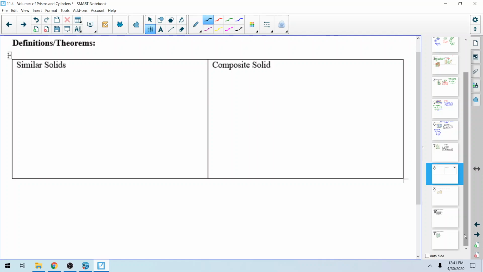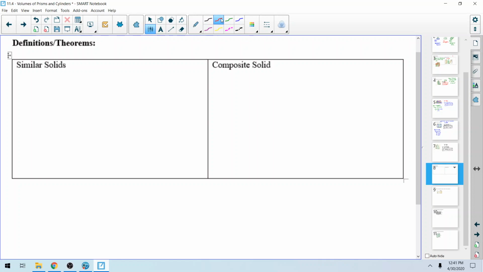Okay, everyone. Last but not least, we have similar solids and we have composite solids. Now, similar solids shouldn't be that bad because we should know what a similar figure is. A similar figure is a figure that is the same shape but a different size. It's the same thing when we're dealing with three-dimensional. We have the same three-dimensional figure. We're either just going to take it and make it bigger or make it smaller.